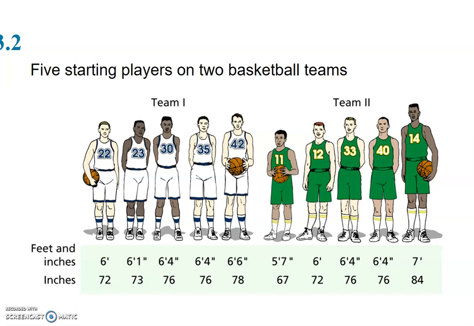Okay, if you look at the difference between the two teams, team 1, the heights are pretty close together. Team 2, their heights are more spread out. You have the 67-inch and the 84-inch. So this team has more variation. So what section 3.2 talks about, how do we measure that variation?